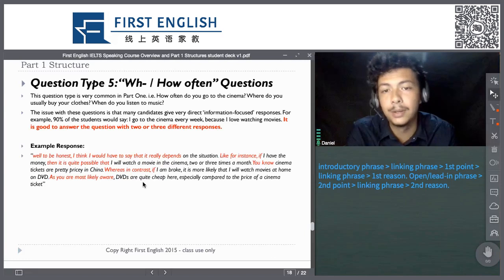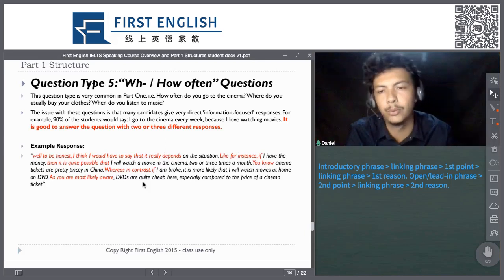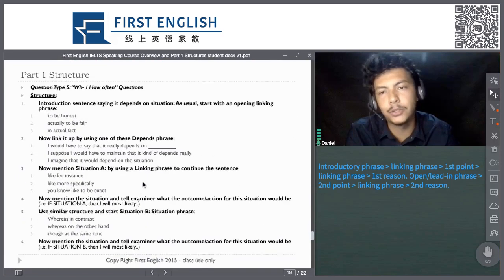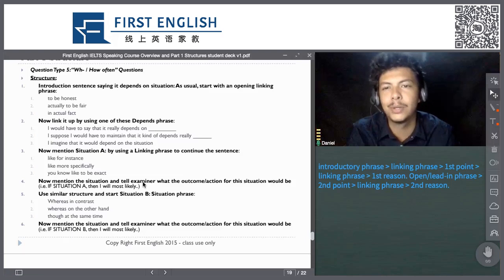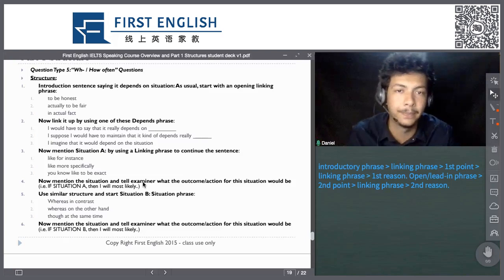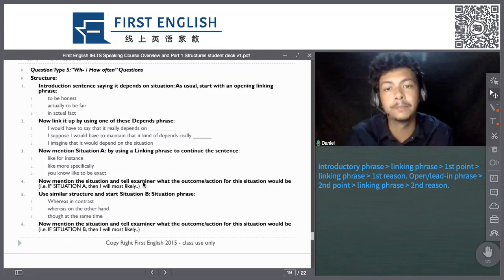So notice how that answer obviously answers the question very well, but he or she, whoever's providing this answer, describes two specific situations or scenarios in which they answer the question appropriately. So to break down the structure of how you would do that, like you guessed, we're going to have an introductory sentence, an introductory phrase, and this phrase is going to focus on saying that it depends on the situation. So it's going to start by saying something like, to be honest, actually, to be fair, or in actual fact.